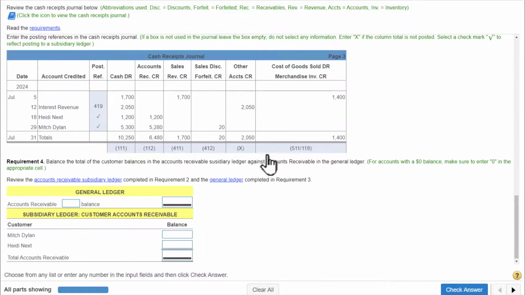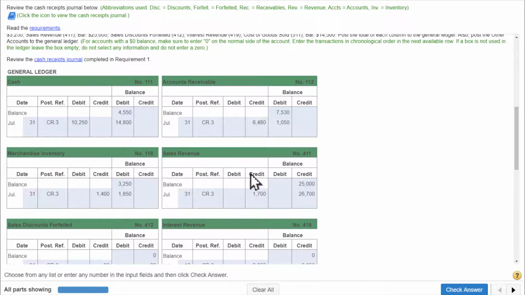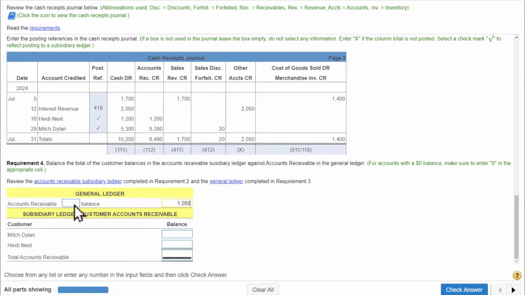Nice work. So now we need to prove that the amount in our AR balance in the ledger equals the total in the AR subledger. So let's go look at the ledger. In the test, you're going to have to scroll up. So I'm just going to scroll up like this is a test. I'm going to go up here and find the ledger for AR. So here's AR. What's the balance? 1050. 1050 as a debit. So I'm going to go down here, plug in 1050, and that's a debit balance.